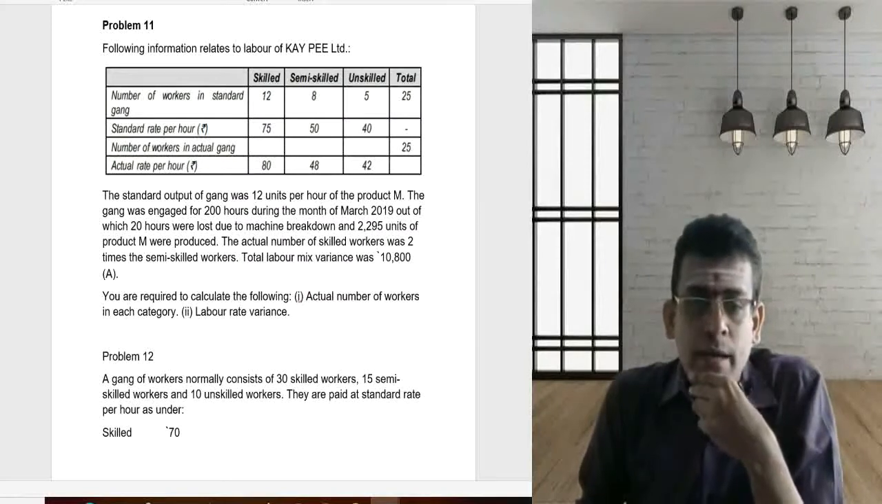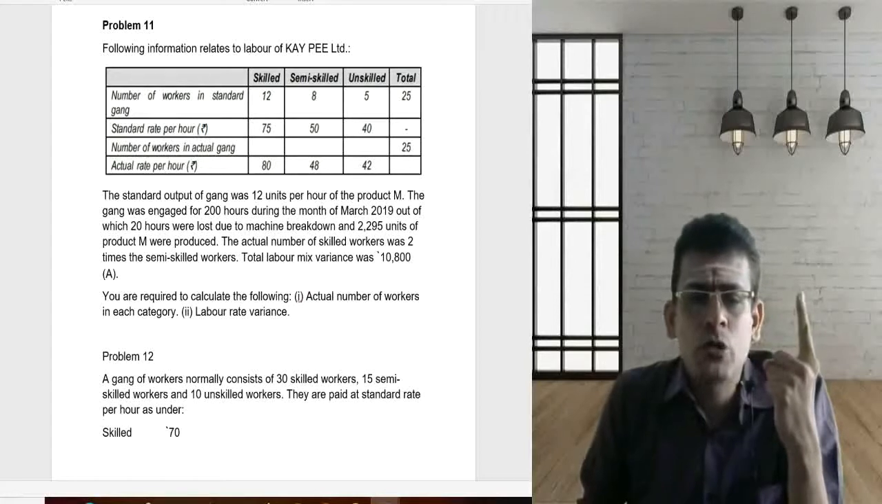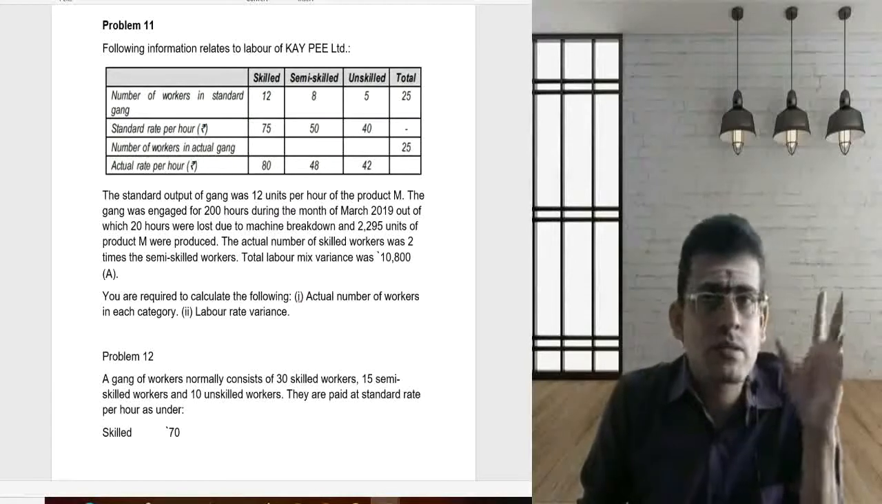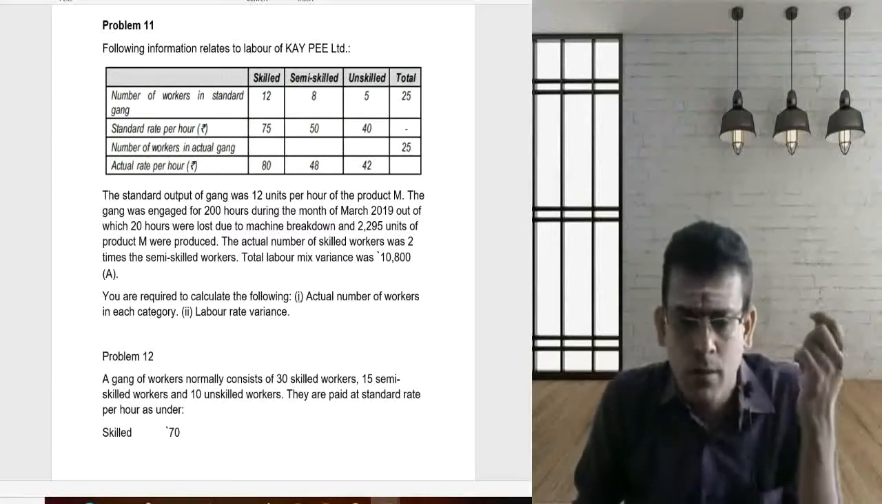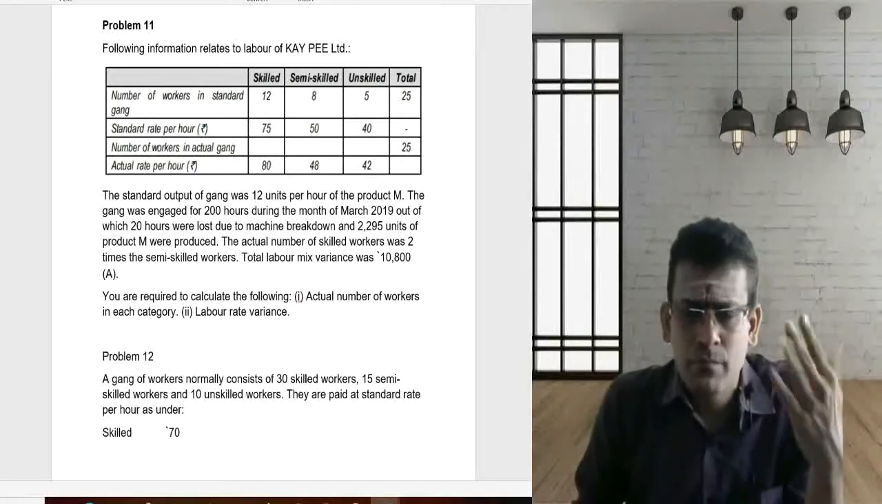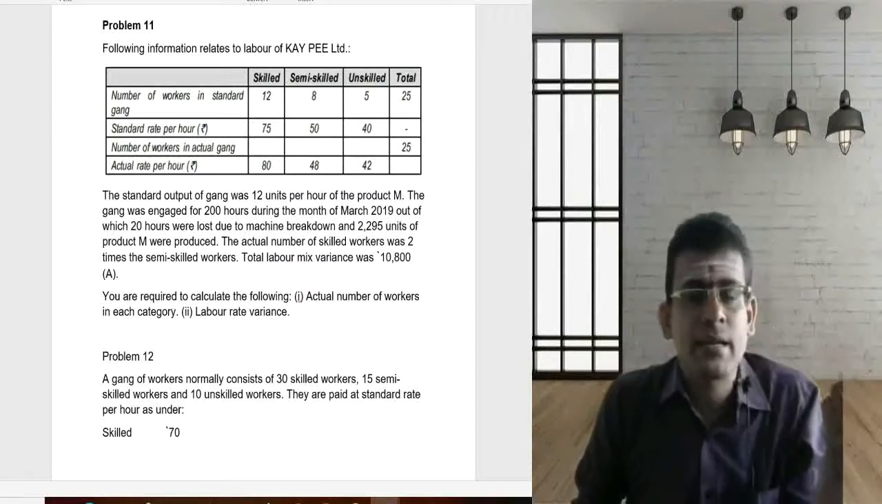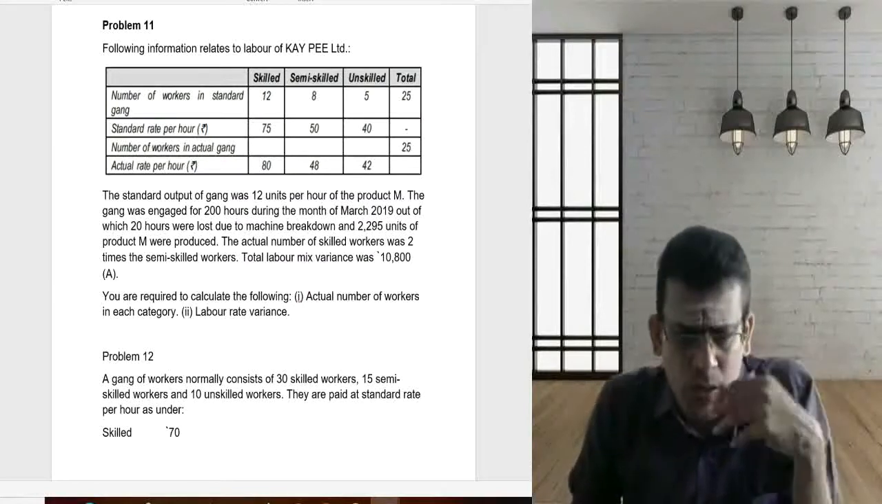Standard output of the gang was 12 units per hour. That means in 1 hour they are going to produce 12 units. Why is this information given? Obviously for standard hours for actual output. In 1 hour you are producing 12 units. Now let us see what your actual output is. Based upon the actual output, I can easily calculate standard hours for actual output.